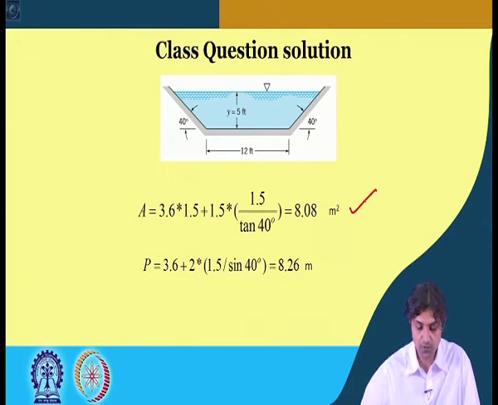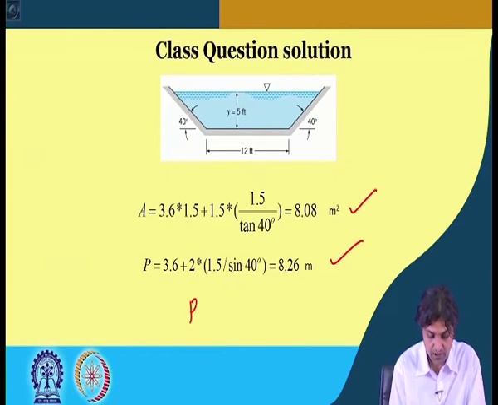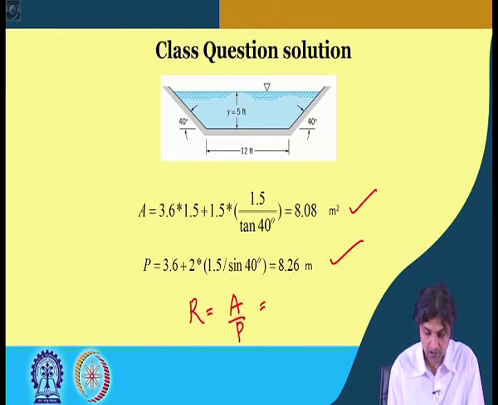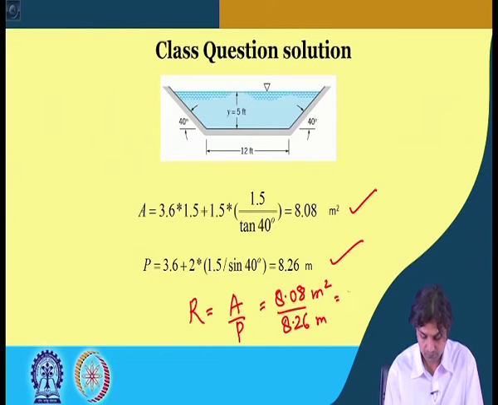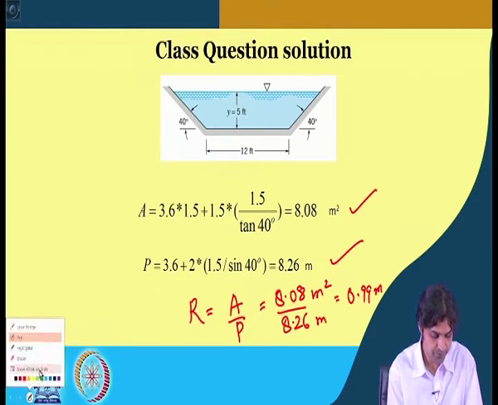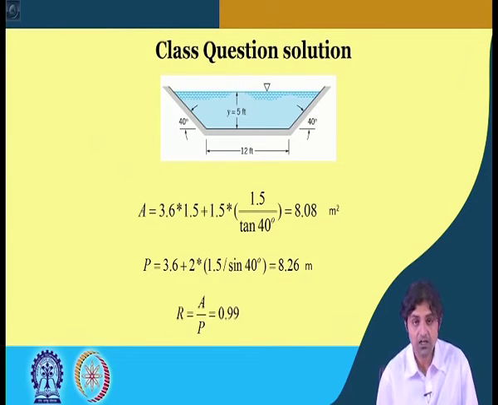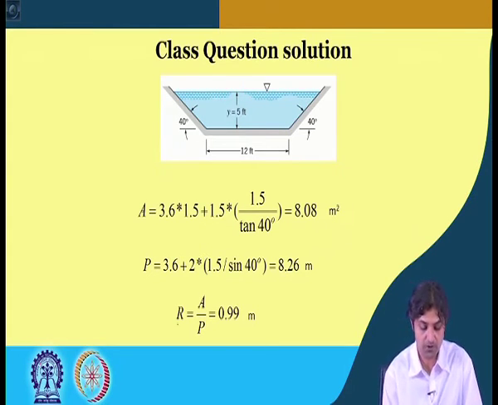Area is coming out to be 8.08 meter square and wetted perimeter P is coming out to be 8.26 meters. So, hydraulic radius is going to be A by P, 8.08 divided by 8.26, which is almost 0.99 meter. So, R is coming out to be 0.99 meters. Because it is the radius, it is the dimension of length, so it is in meters.